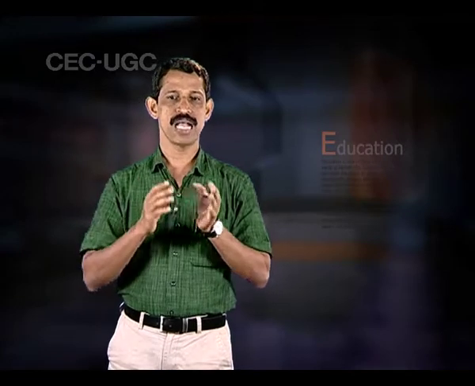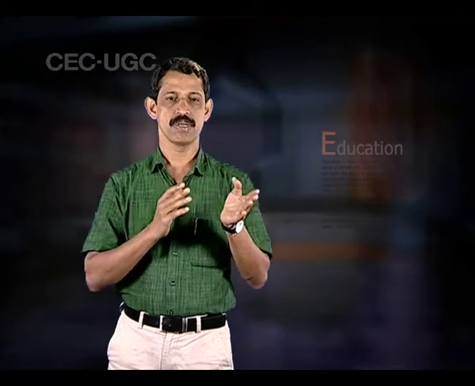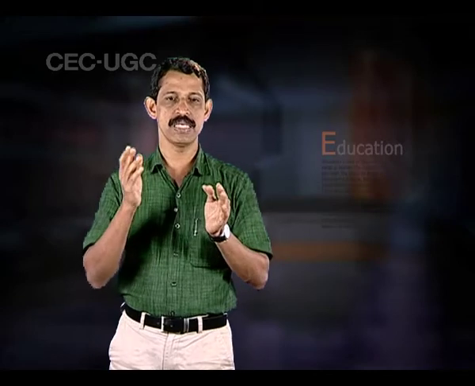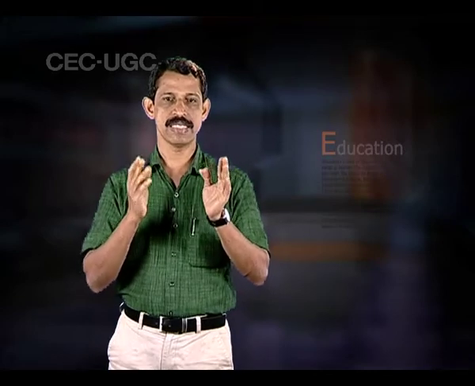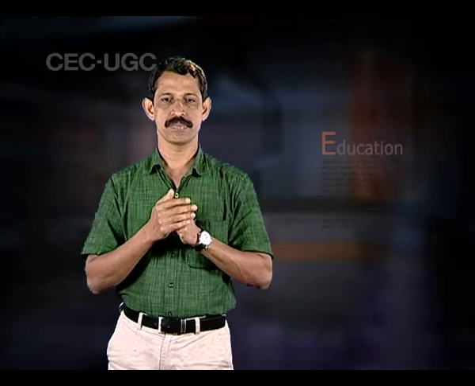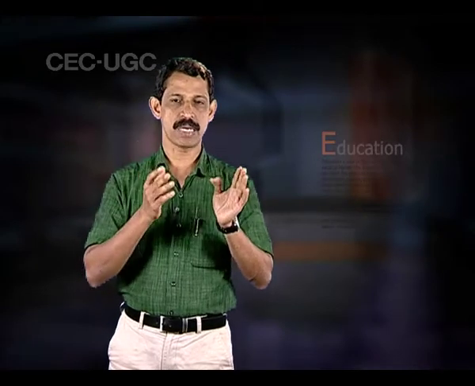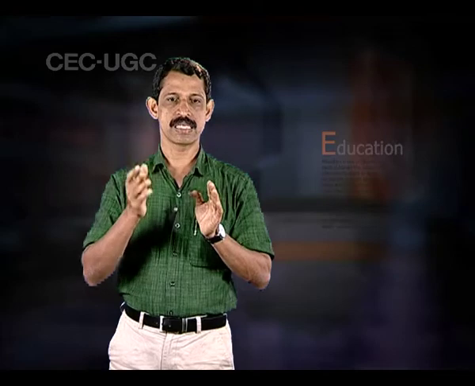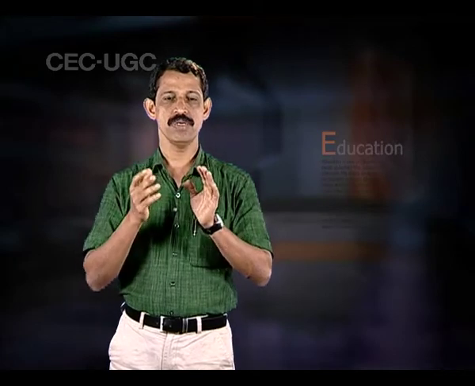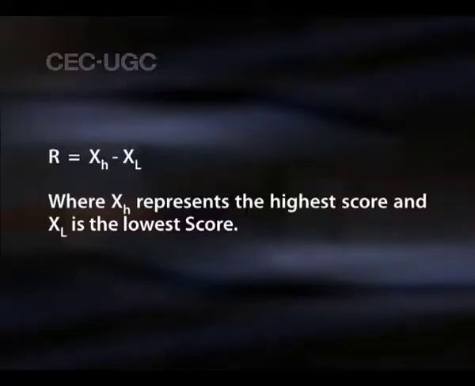There are two types of range. The common type, most commonly used and simply called the range, is technically known as exclusive range. It is the highest score minus the lowest score in a set of scores. It can be found using the formula R is equal to XH minus XL, where XH represents the highest score and XL is the lowest score.